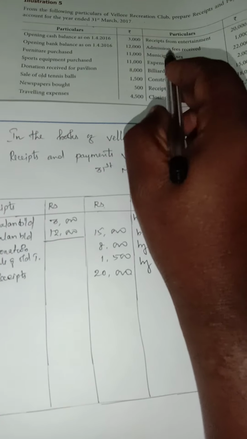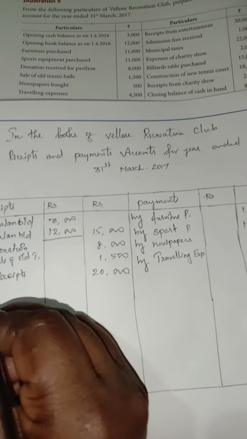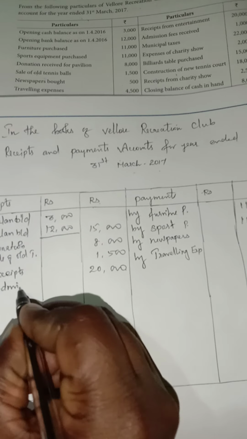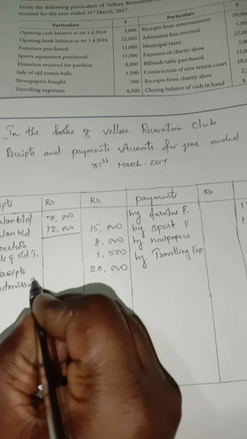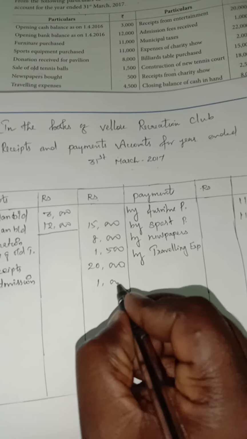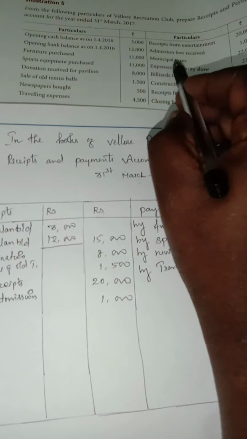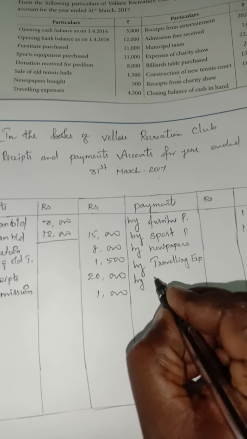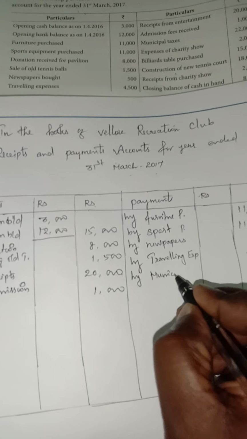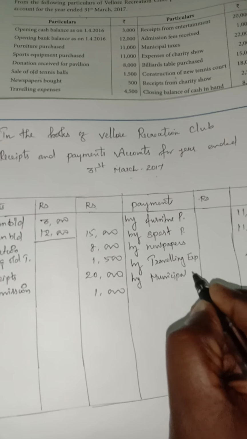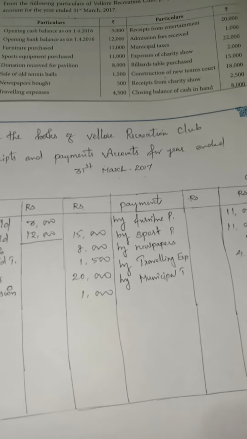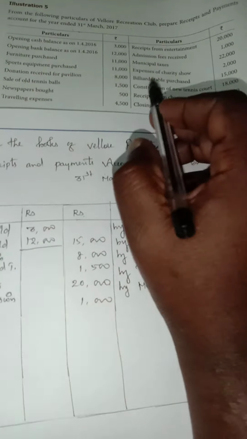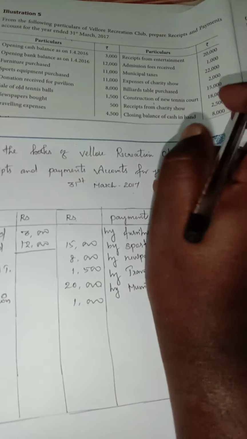20,000. So next, admission fees received means it is income. Admission fees received rupees 1,000. So next, municipal taxes. It is an expense. So by municipal taxes rupees 22,000. So next, billiards tables purchased.